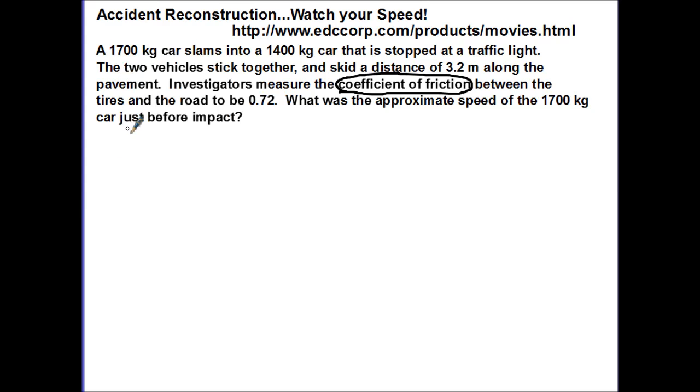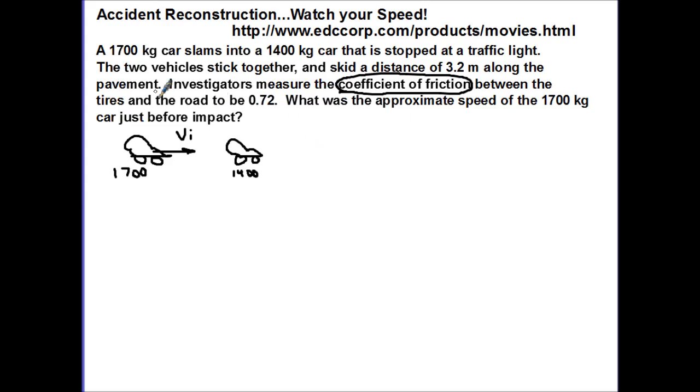So we're going to make this a simple one-dimensional collision with only one car moving. We have a 1,700 kilogram car that slams into a 1,400 kilogram car that's stopped. So here I have a 1,400 kilogram car. It's at rest at a stoplight, and I have another car coming in. And that car is coming in at some unknown speed, and I want to determine what that is. So I'm going to call that V initial. And again, I have some masses here, so 1,700 kilogram car, 1,400 kilogram car.